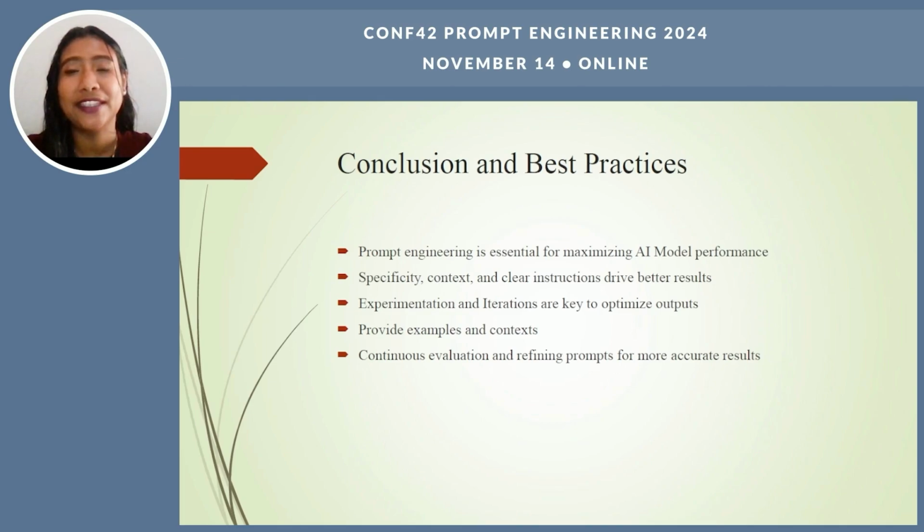Because the magic here is that AI models will understand the context and examples, whatever we provide. Continuous evaluation and refining of the prompts is required for more and more accurate results. So, coming to a conclusion, these are the best practices required for advanced prompting to get the best AI performance.